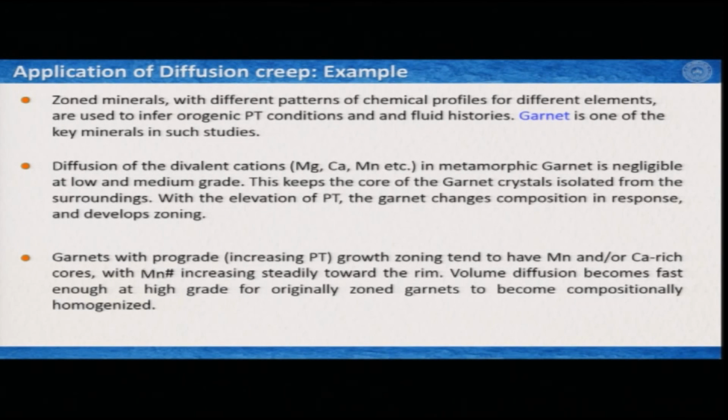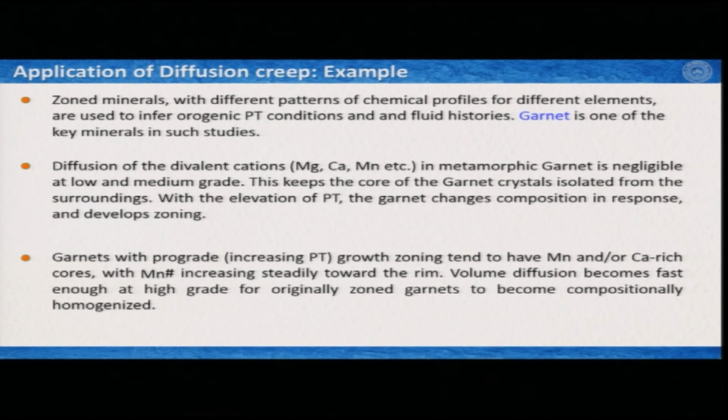But if the temperature is high, then diffusion starts operating, and the elements, particularly the divalent cations, move within the garnet following a typical pattern. Several studies have shown that garnets with prograde growth zoning tend to have manganese or calcium rich cores, with manganese number increasing steadily towards the rim. So volume diffusion becomes a very fast process at high grade for originally zoned garnets to become compositionally homogeneous.